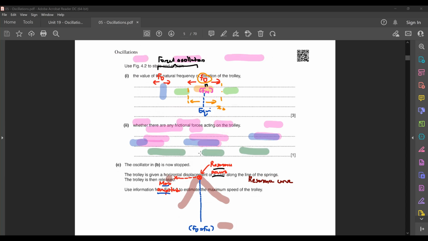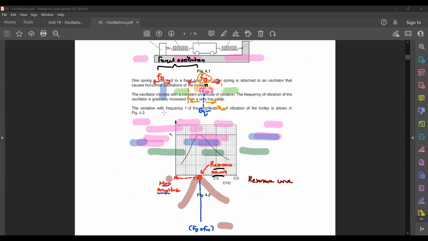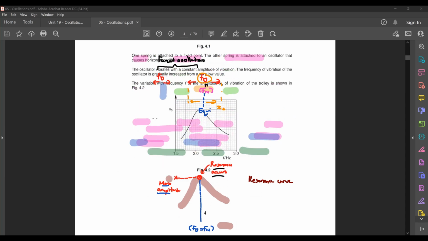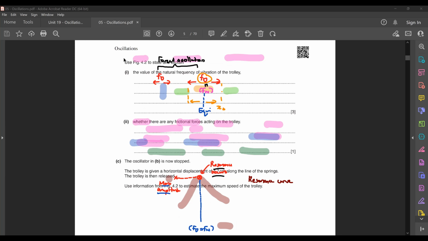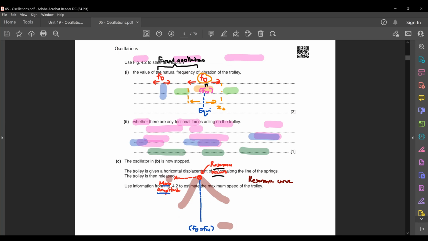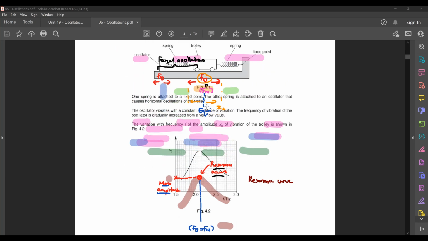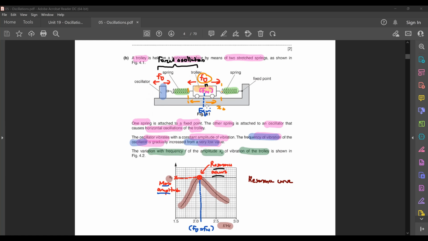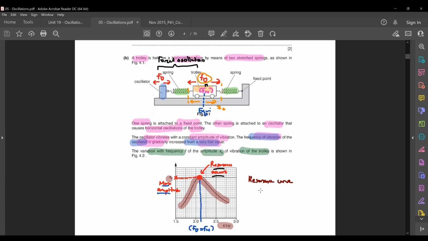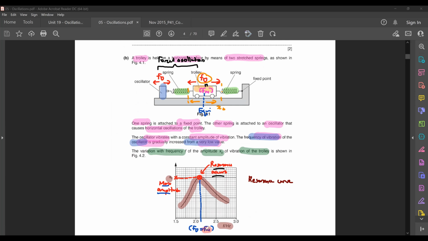So why am I explaining all this? Is because the next part of the question asks you to deduce something out. They ask you to use the figure that you had from before to determine the value of natural frequency of vibration of the trolley. So from that figure that you have right over here, find out what is the natural frequency of vibration of the trolley. We want to determine this natural frequency.